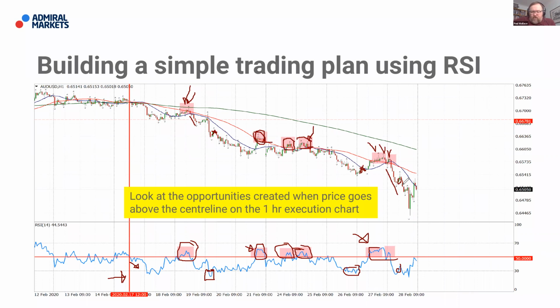So what we've done there is create quite a few opportunities for us just by identifying higher time frame bias using the RSI, and then using our execution time frame charts. Every time price pulls back, it gives us an opportunity to sell rallies in a downtrend. We're looking to effectively trade pullbacks in a trend. That's how we're looking to use this RSI plan to very simply get on board dominant trends when they occur.